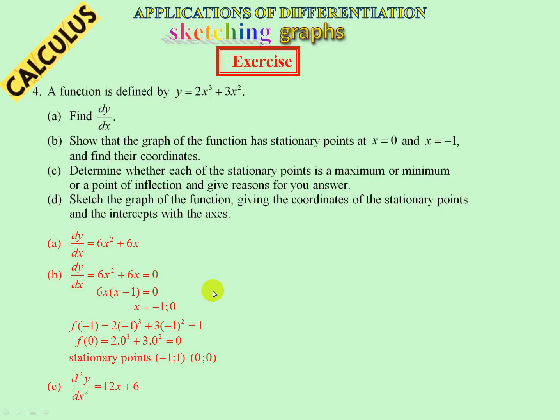Second derivative, differentiate the derivative, and we substitute negative 1 in and 0 in. Less than 0 at negative 1, we can see that hopefully, therefore a maximum. Greater than 0 at x equals 0, therefore a minimum.